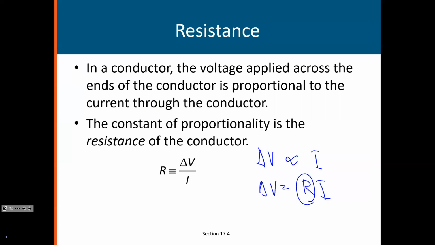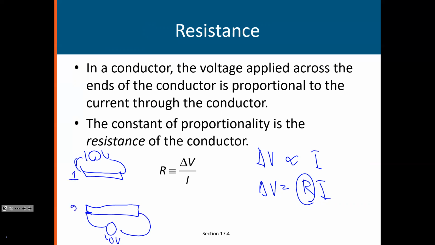Suppose we have two wires, and we apply the same voltage to both of these wires, say 10 volts, for example. Say this is wire 1, this is wire 2. In wire 1, the current is, say, 10 amperes. But in wire 2, the current is only 5 amperes.